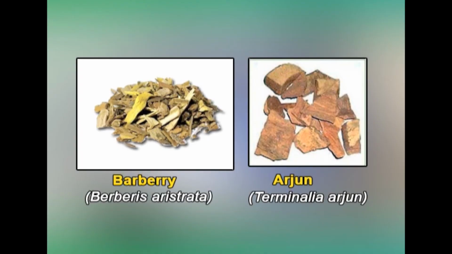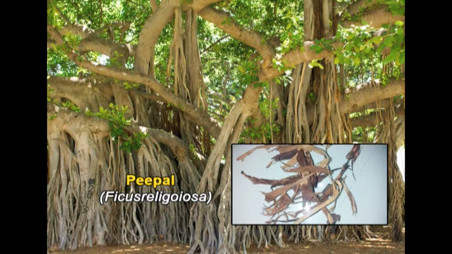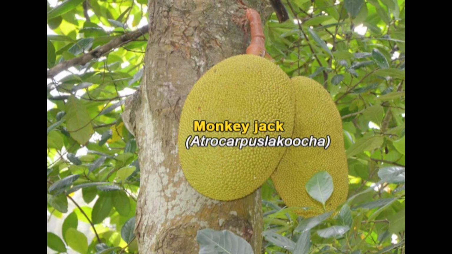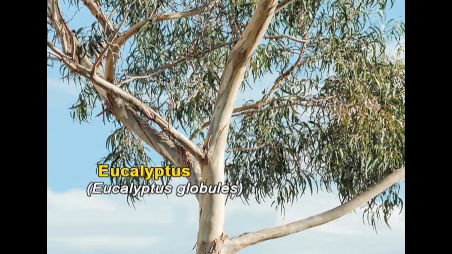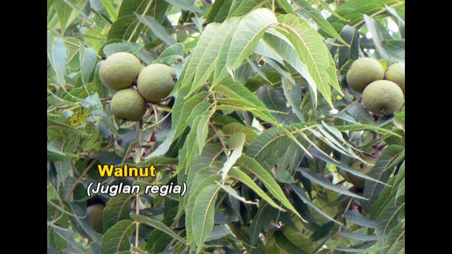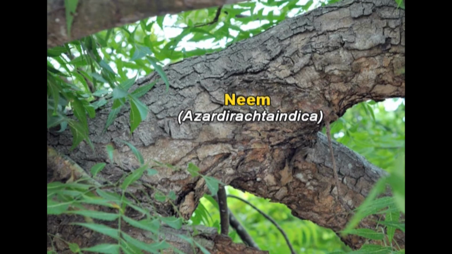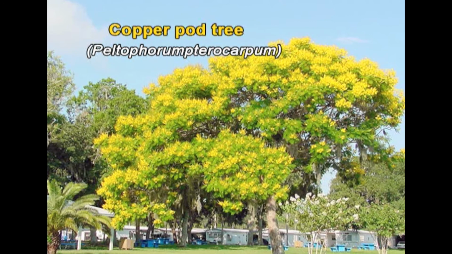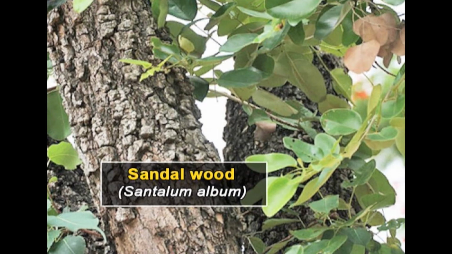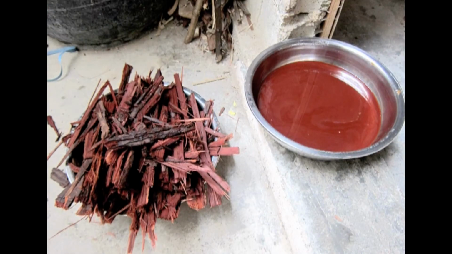We have examples of barberry, arjun bark, kikar, peepal, monkey jack, Cochin Gorkha, mango, eucalyptus, walnut, English oak, chair, neem, Indian laburnum, copper pot tree, kefa, sandalwood, red sanders and others. But you can try out all the barks and see whether you get the color.